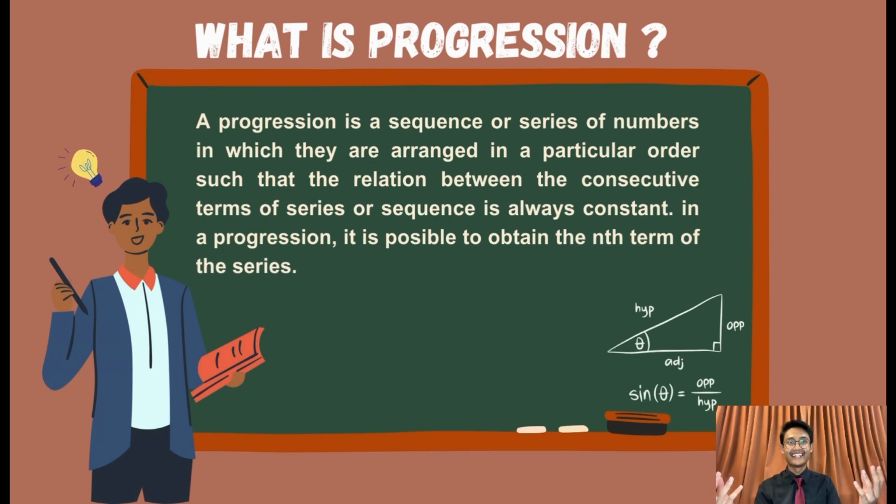What is progression? A progression is a sequence or series of numbers arranged in a particular order such that the relation between the consecutive terms of the series or sequence is always constant. In a progression, it is possible to obtain the nth term of the series. In this project, we use two types of progression. The first one is arithmetic progression and the second is geometric progression.